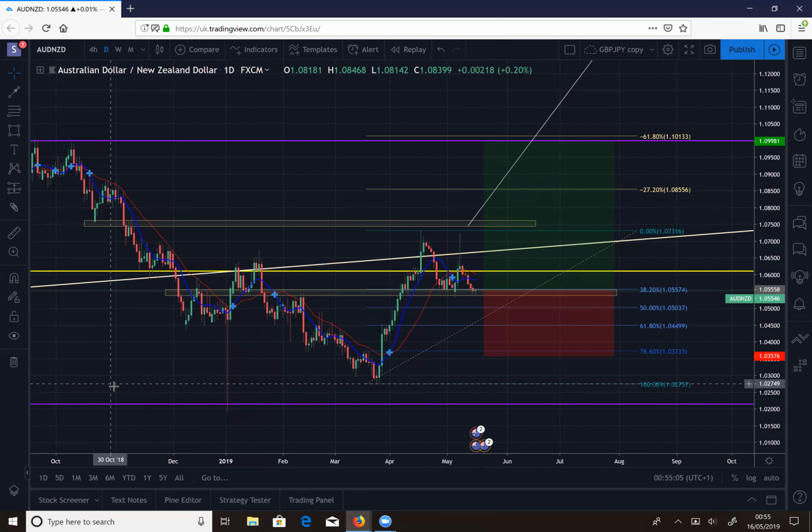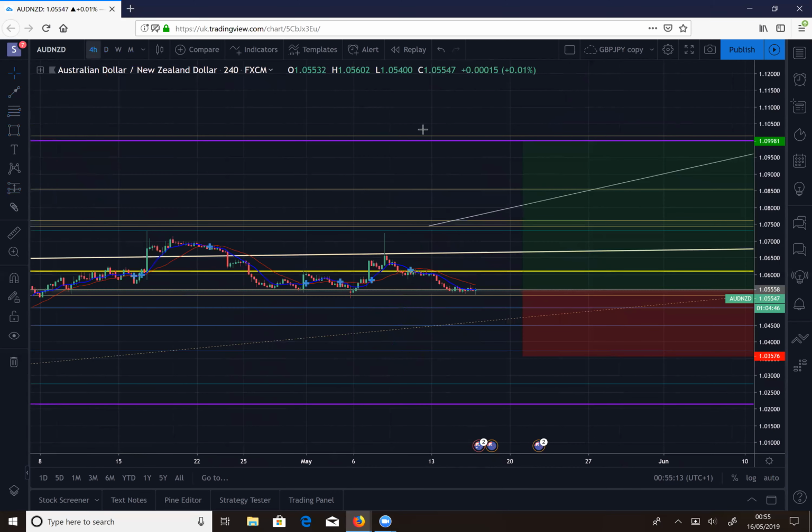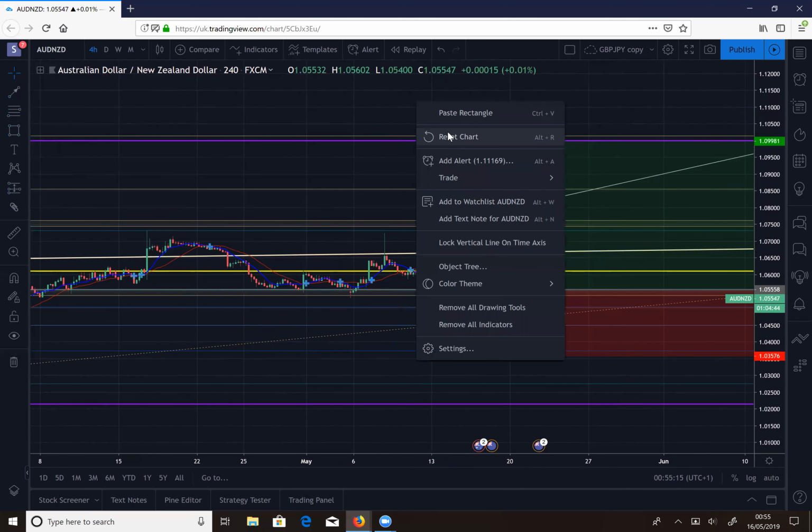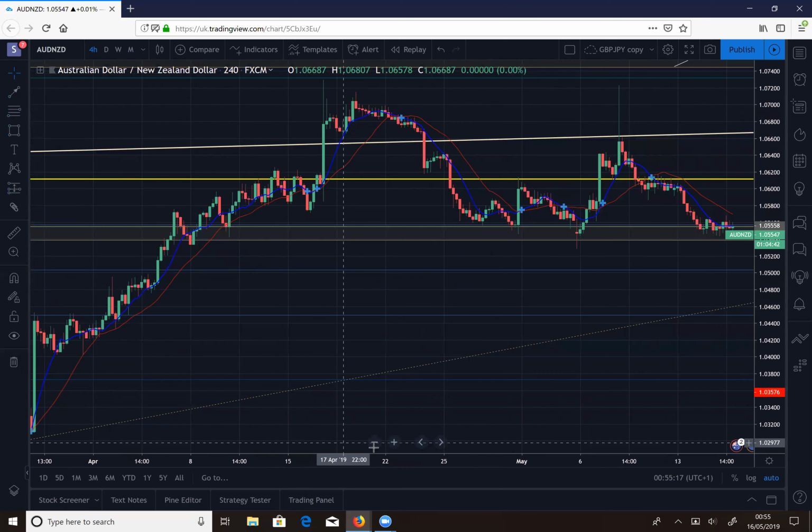Okay, now, so what would I be waiting for to pull the trigger? This is where you go down into your execution time frame, which is the 4 hour. So I've dropped down to the 4 hour finally.